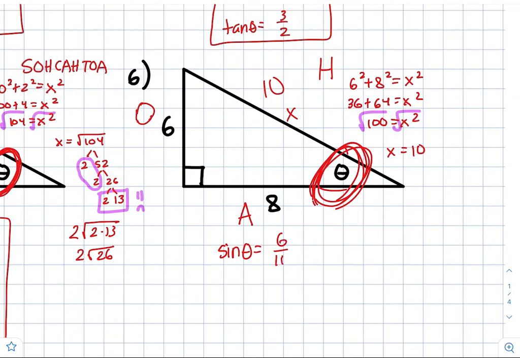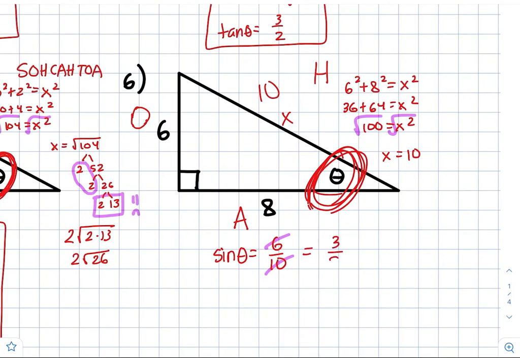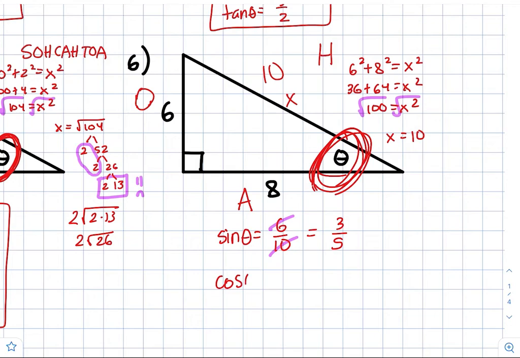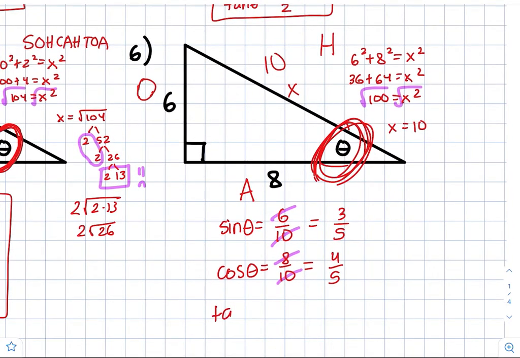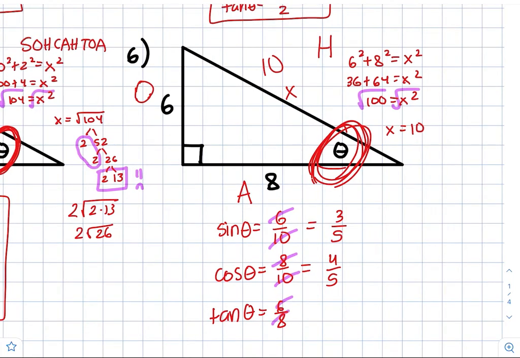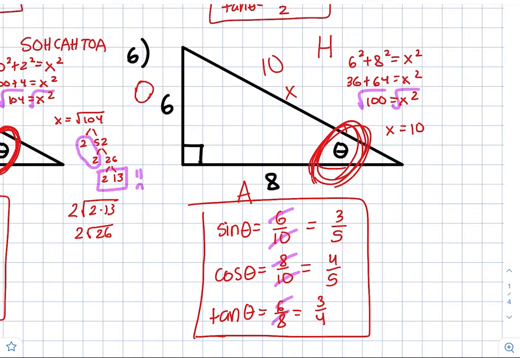So, 6 over 10. You can divide top and bottom by 2, which is 3 over 5. Cosine theta equals adjacent over hypotenuse. 8 over 10. You guys can divide top and bottom by 2, which is 4/5. And lastly, tangent theta, you guys, is opposite over adjacent. 6 over 8. You guys can divide top and bottom by 2, and we got 3 over 4. And there's your guys' practice on trigonometric ratios.